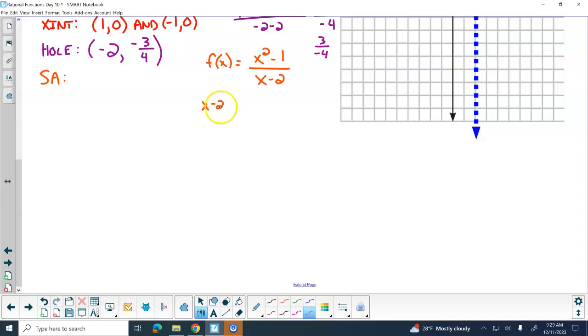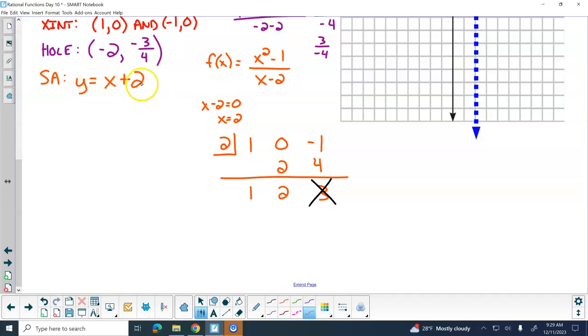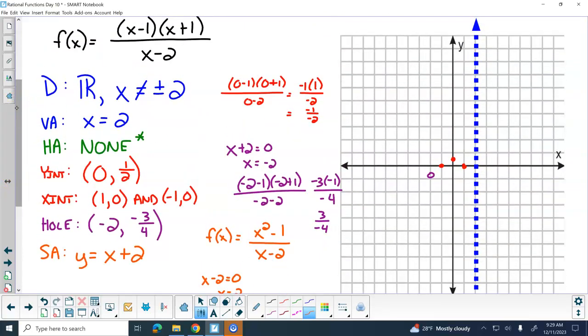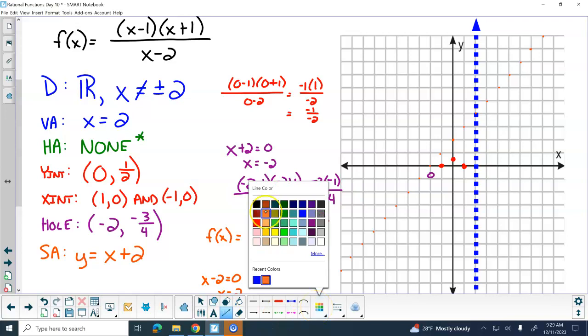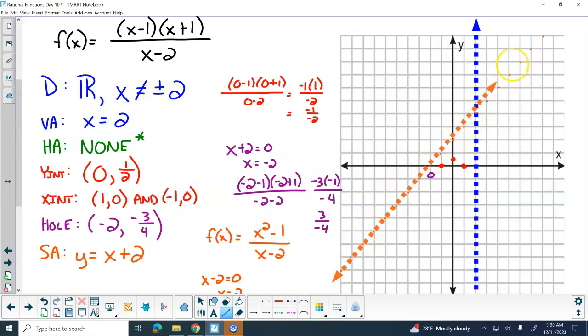Okay, so then I would set x minus 2 equal to 0, and that would give me x equals 2. So I would plug 2 back into 1, 0, -1. I got to have that placeholder. Drop, multiply, add, multiply, add, and then I do what? Cancel out the remainder. I don't care about that. And then this leaves me with y equals x plus 2, which is going to be a line with a y-intercept of +2 and a slope of 1. Yes?